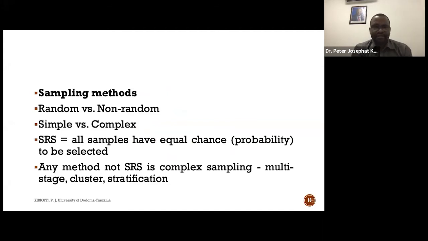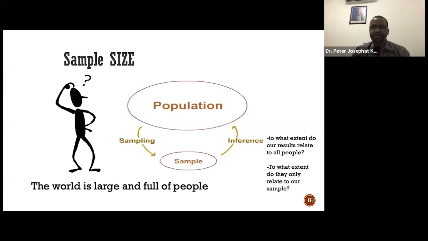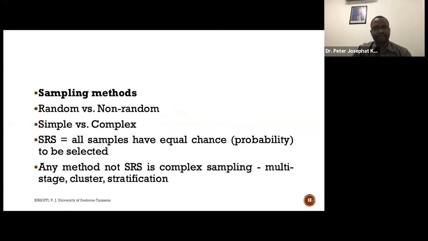Now, under sampling, we have random and non-random. It is very important. Mind you that, for instance, you want to make an inference. How are you selecting? Are you going to use random or non-random? It depends on the situation. Are you going to have a simple or a complex design? Better to have a complex one because you are going to have several strategies and techniques.